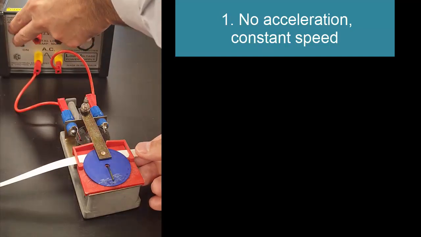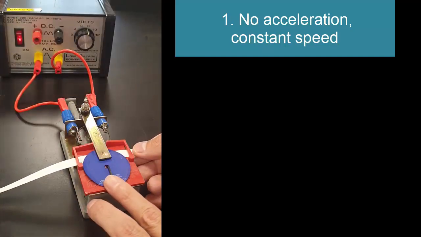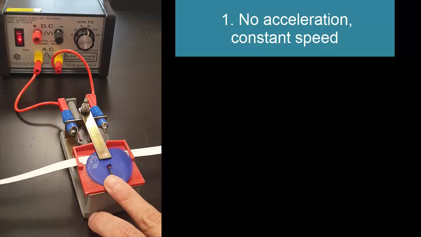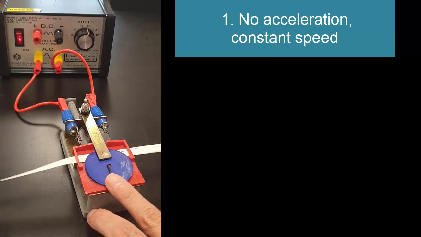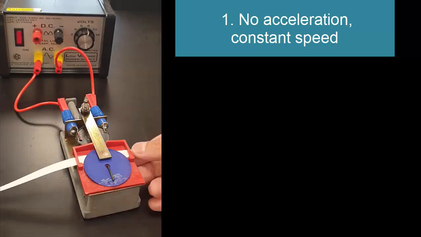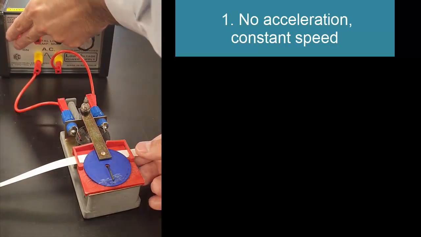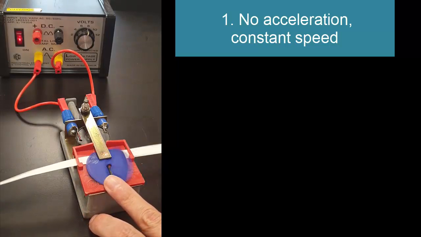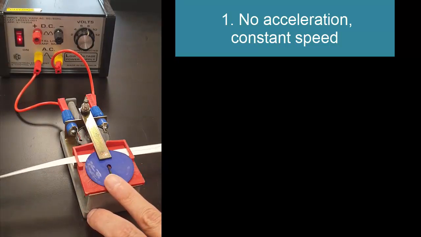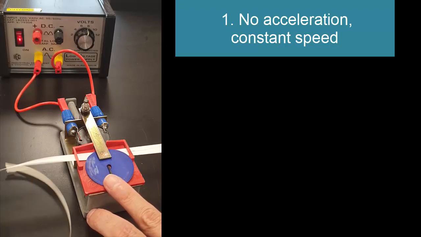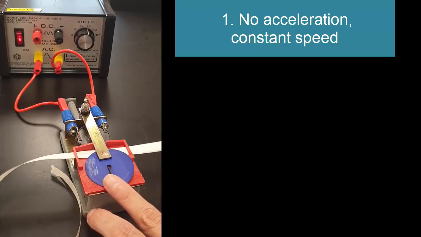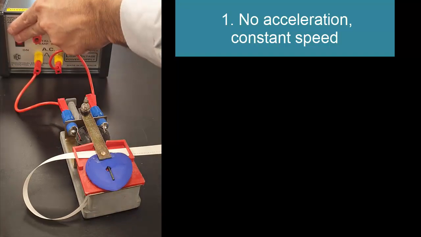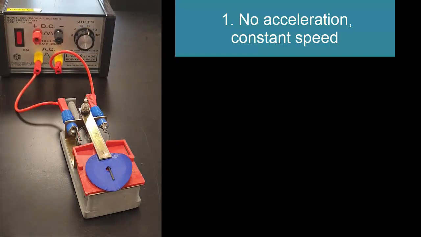Ticker tape timers allow us to record the distance and the time, because the piece of paper gives us the distance and the little dots come out at 60 times a second. So that's a frequency of 60 hertz. There are 60 of those per second, and as you pull the little piece of paper along, that records the distance. So the first one we're going to do is no acceleration, just a constant speed.